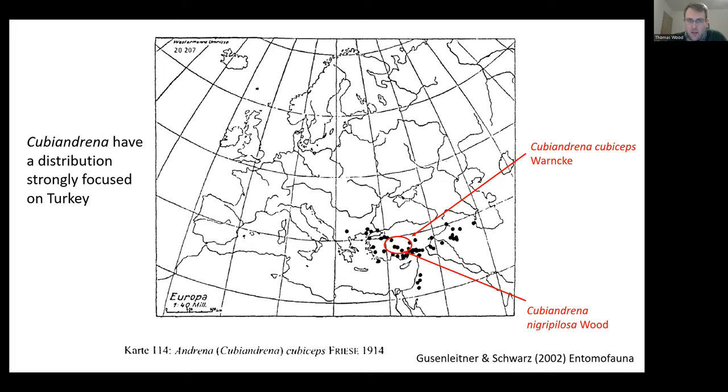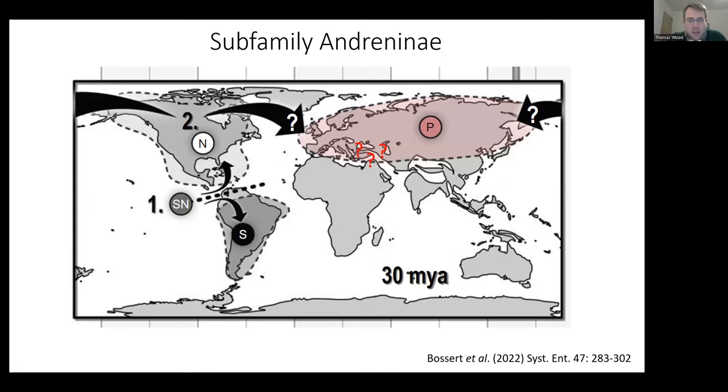So about 30 million years ago, the ancestor of Andrena and Cubiandrena moved into the Old World. We cannot say definitively whether Andrena evolved in the Old World or the New World, because whatever ancestor of Cubiandrena and Andrena where it was, it's gone extinct. So we can't answer that conclusively. But given the species richness of Cubiandrena focused on Turkey, it's highly likely that the East Mediterranean and Turkey is the center of origin for this genus.